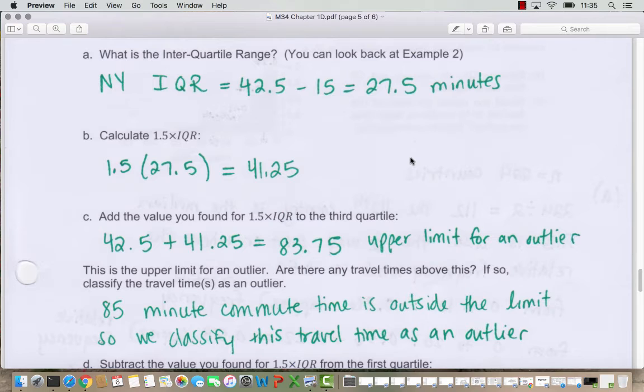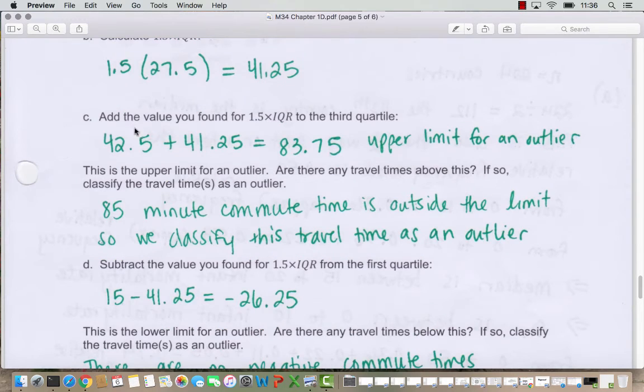And then we're going to add that to the third quartile to figure out an upper limit for an outlier. This is something that we say is unusually far out. So the 42.5 was our Q3. We add this 41.25 we calculated, and we get 83.75. We say this is the upper limit where we would consider values to be outliers. So were there any travel times above this? Well, we know the max was 85, so for sure the 85-minute commute time is outside the limit. So we would classify that travel time as an outlier. That person has an unusually high commute compared to the rest of the data.